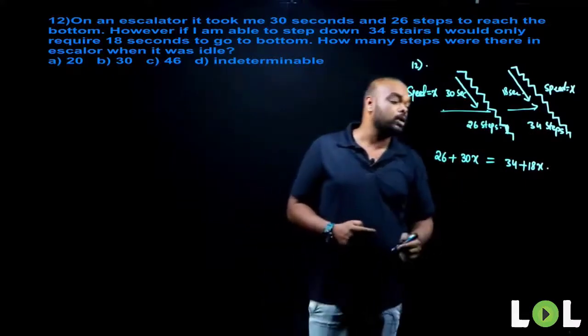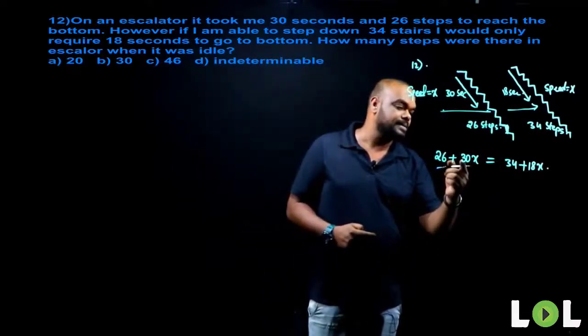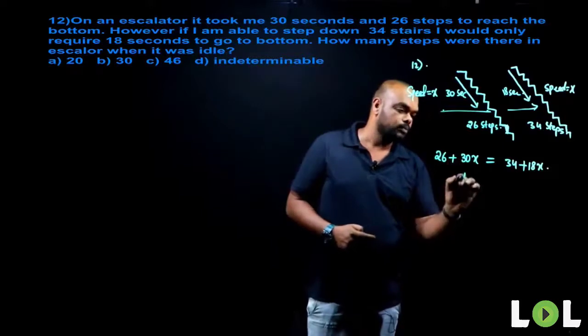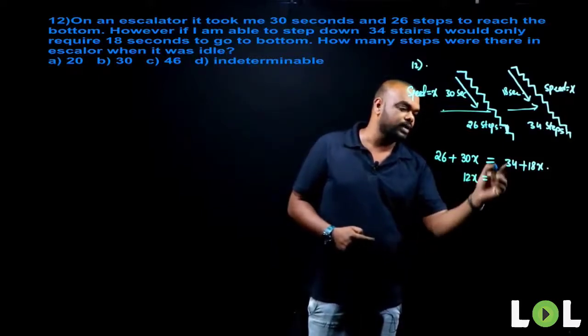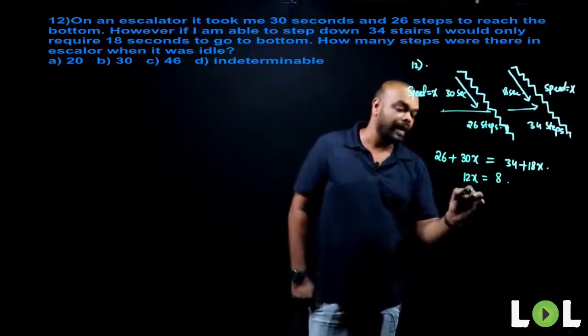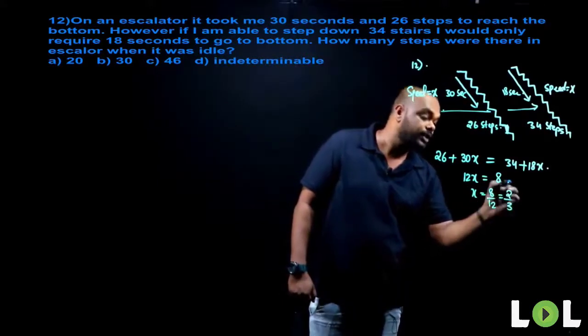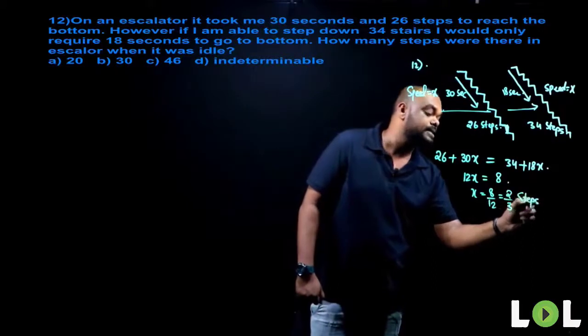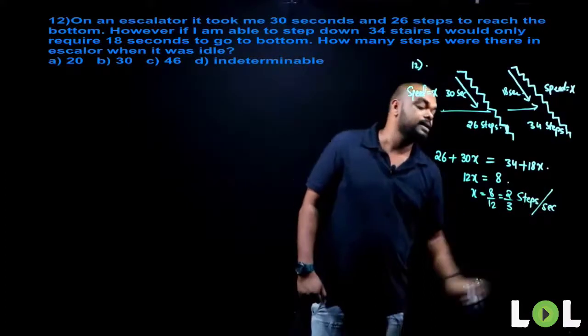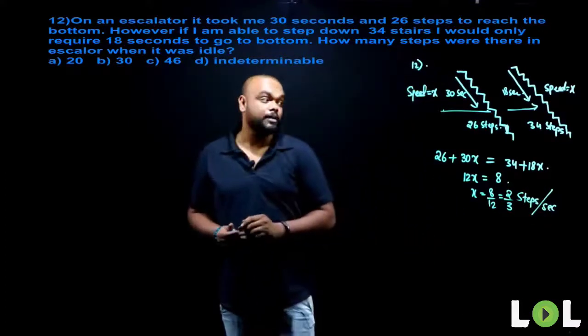So if I solve this, what do I get here? I'll send this 18x this side. So 12x is equal to, I'll send this 26 this side, 8. Now x is equal to 8 by 12, which is 2 by 3 steps per second. That is the speed of the escalator. Well, that is not our answer.